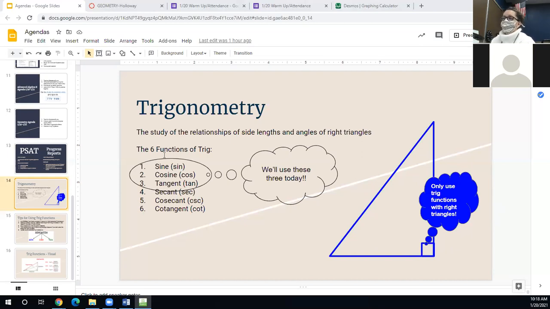So there are 6 functions of trigonometry: sine, cosine, tangent, secant, cosecant, and cotangent. Today we're going to focus on the top 3, sine, cosine, and tangent, and right next to it you can see the shortened, abbreviated terms of these. So make sure you're writing these down: sine, cosine, and tangent. I'm going to give you a second. If you want to screenshot it, that's okay. There is a question at the end of our discussion in Canvas to answer, so make sure you're writing these down.